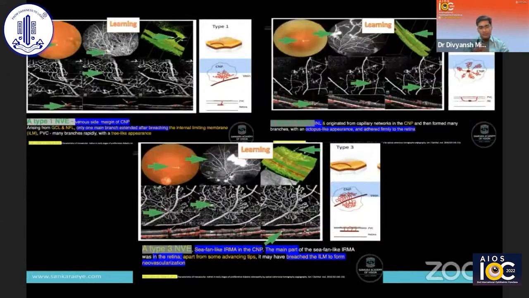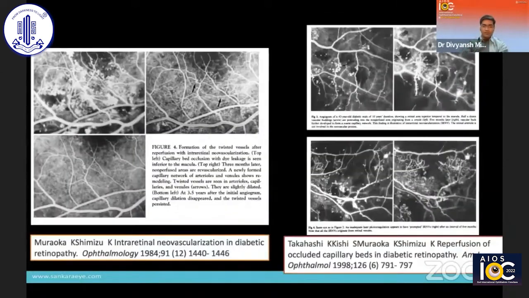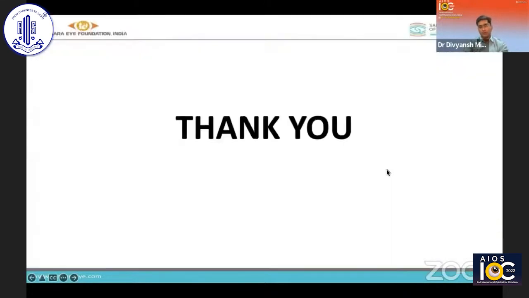So these are certain references which I could find. In OCTA, we can see that type 3 NV can develop from IRMAs, close to those CNP areas, but it breaches through the ILM and then presents as NV, though initially it is like an IRMA. And these are two very old FFA cases where we can see similar presentation, where the CNP areas later on develop neovascularization, which they considered intraretinal because it's not leaking, and once the treatment was done, it resolved. And these are two different case reports which show that.